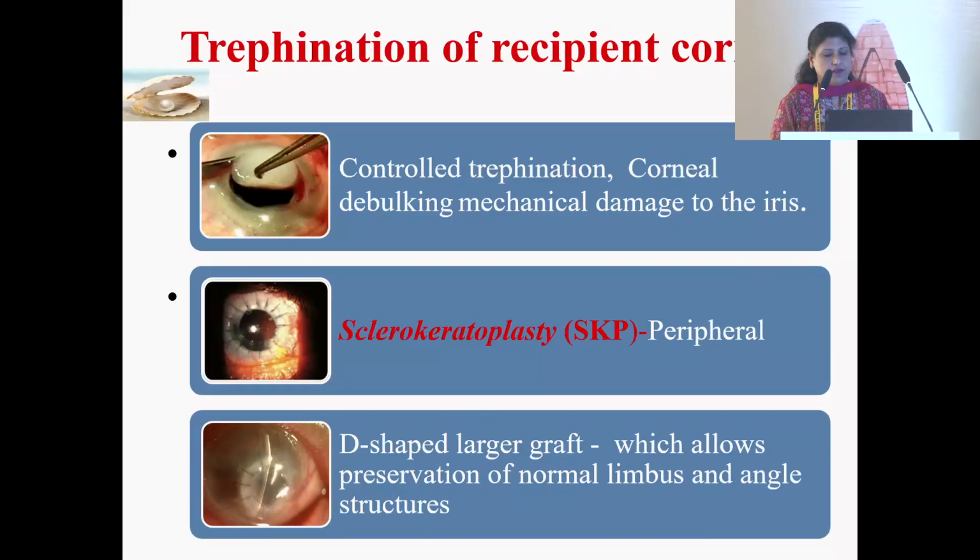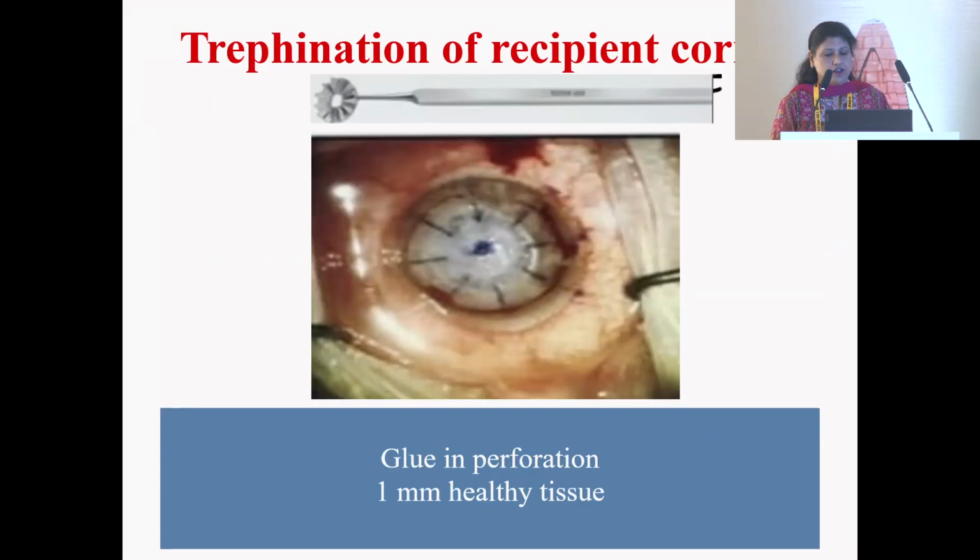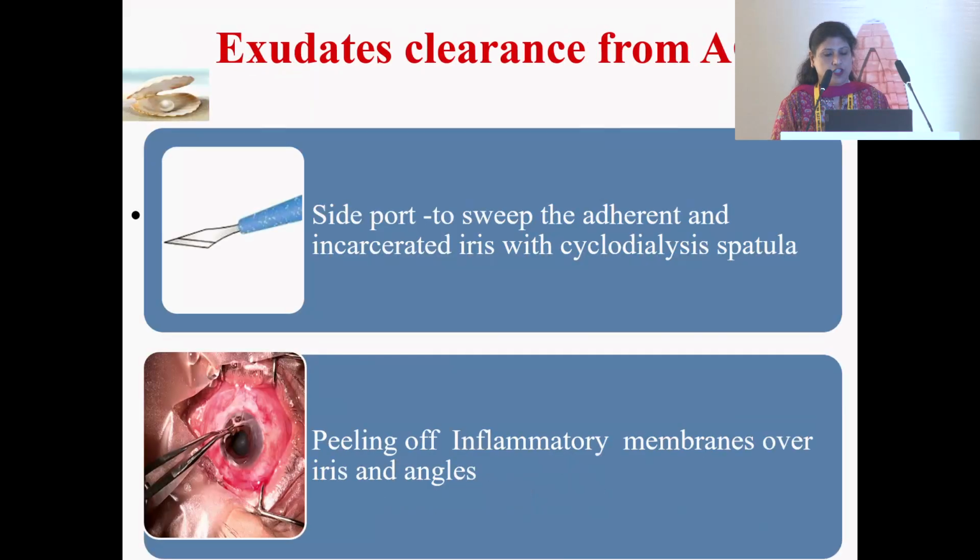Then for the recipient cornea, we have to do very controlled trephination. Debulking is a must if the iris is attached to the endothelium of the cornea. Sclerokeratoplasty can be done if the sclera is involved in the periphery. For trephination of the recipient cornea, as I have already told, glue should be applied if a small perforation is there, then we can do trephination, and 1 mm of healthy tissue should be on all sides.